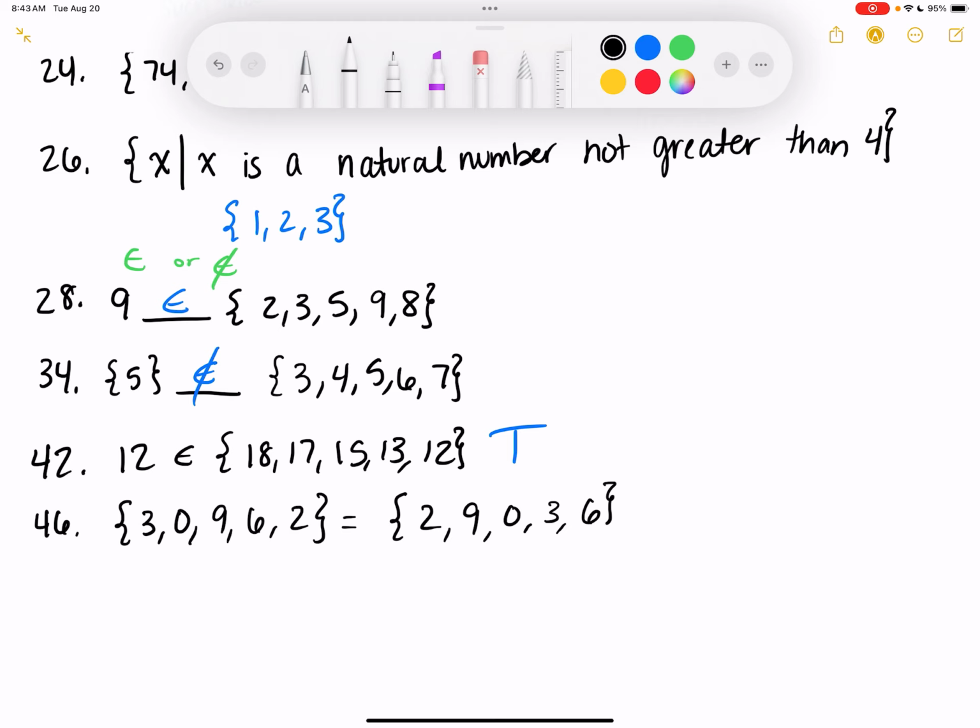Getting some mixed things. Why or why not? Because it's not in order. So they don't have to be in order. I just like them in order because it's easier to grade and it's easier to deal with, and my brain works that way. But they don't have to be in order.